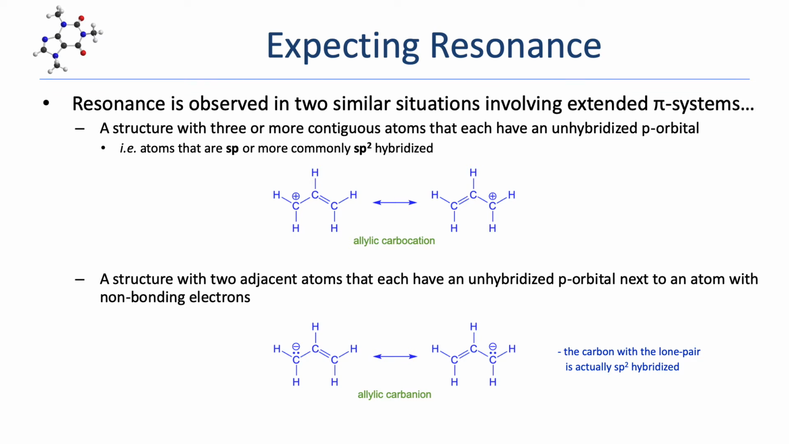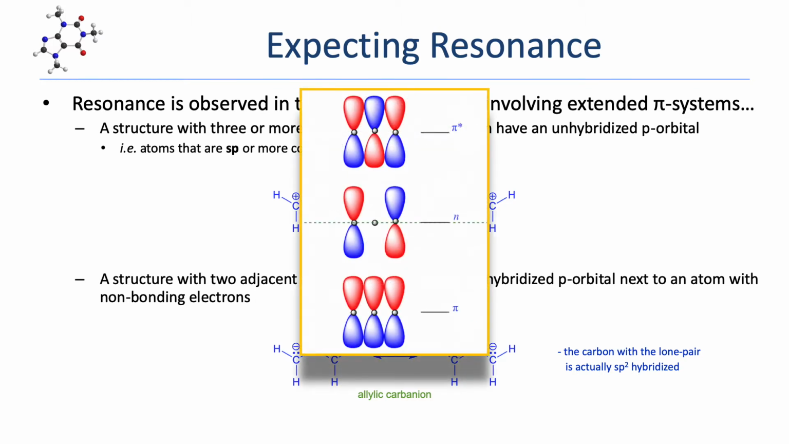Resonance will exist in a structure with 3 or more contiguous atoms that each have an unhybridized p orbital. In other words, either sp or sp2 hybridization. The simplest example is the allylic carbocation. Each of the carbons in the double bond has a p orbital that allows it to create that pi bond, and then adjacent to that, we have a carbocation, and that carbon is sp2 hybridized because it has an empty p orbital. Those 3 p orbitals combine to make 3 molecular orbitals: a pi bonding molecular orbital, a non-bonding molecular orbital, and a pi anti-bonding molecular orbital.